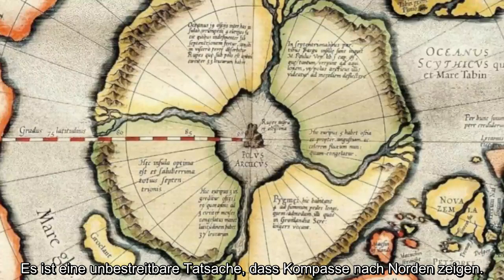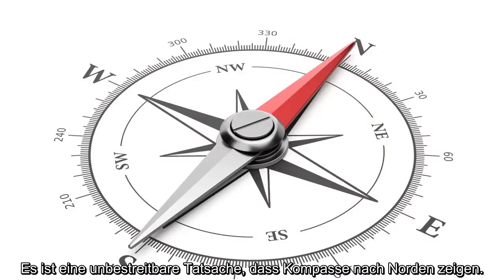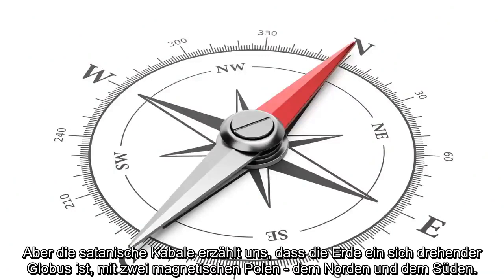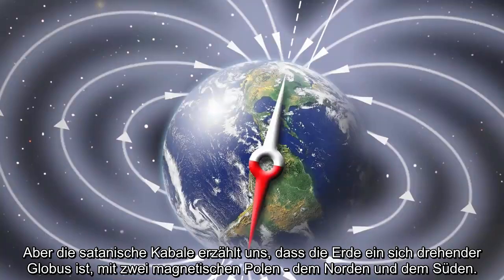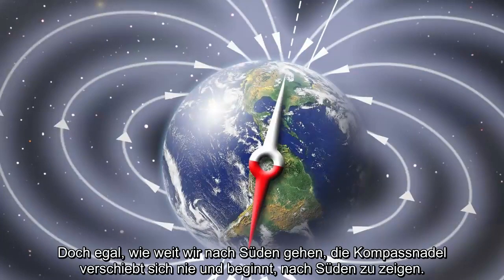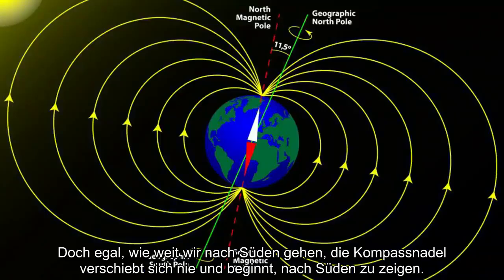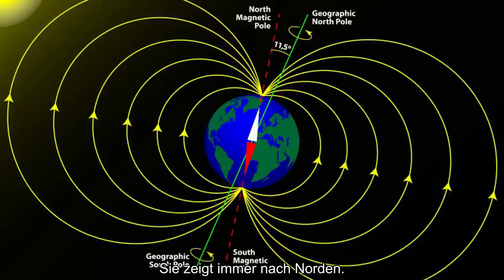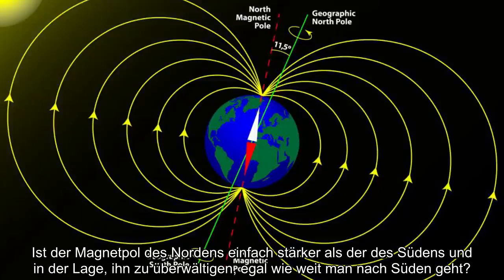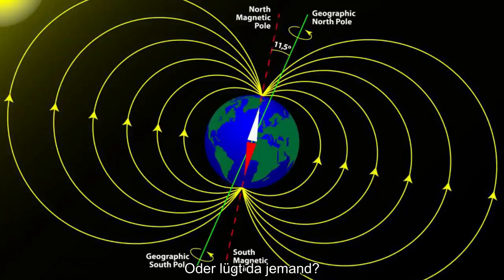It is an undisputable fact that compasses point north. But the satanic cabal tell us that the Earth is a spinning globe with 2 magnetic poles, the north and the south. Yet no matter how far we go south, the compass's needle never shifts and begins pointing south. It always points north. Is the north's magnetic pole just stronger than the south's and able to overpower it no matter how south you go? Or is somebody lying?